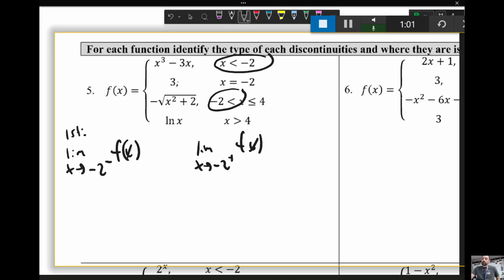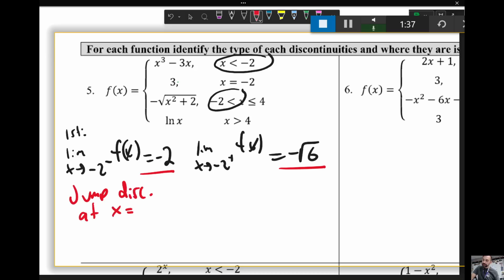So from the left would go up in the top. This would be -8 plus 6. So that would be -2. And then from the right, we would get 4 plus 6, which would be -square root of 6. So I already figured out one thing. Since it's approaching this number on the left and this number on the right, that's a jump. So there's a jump discontinuity at x equals -2.